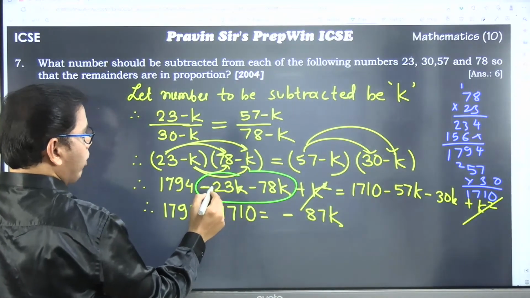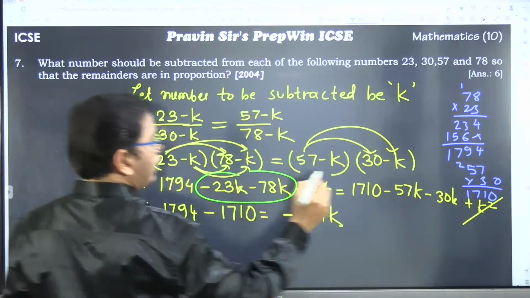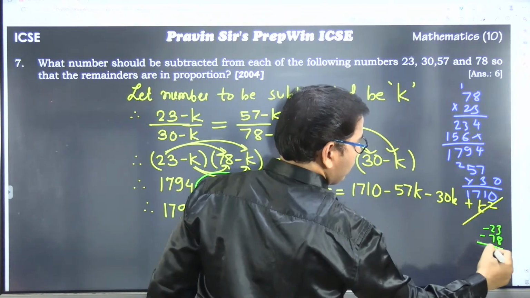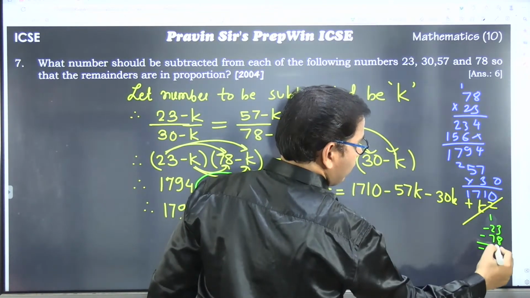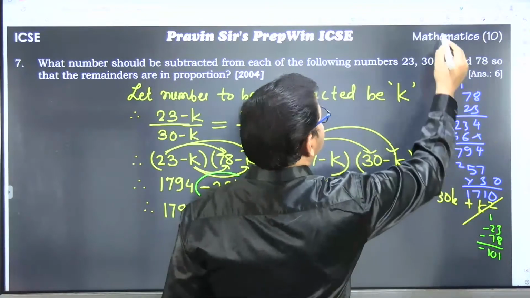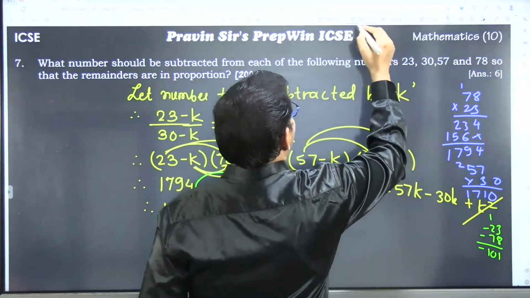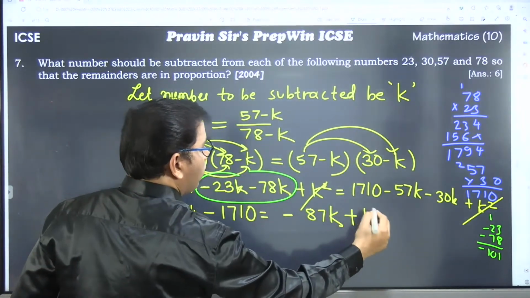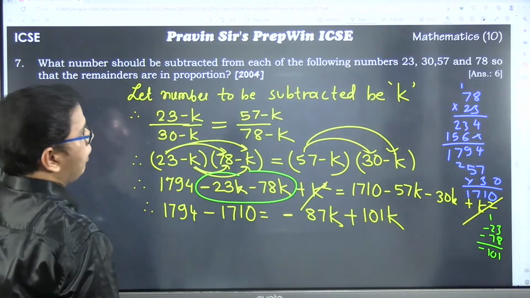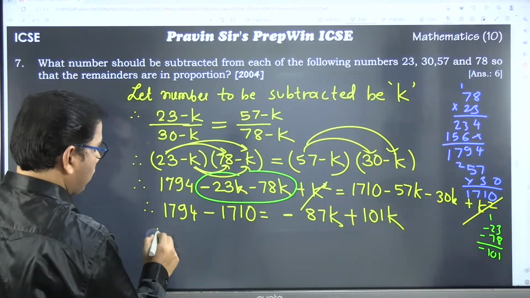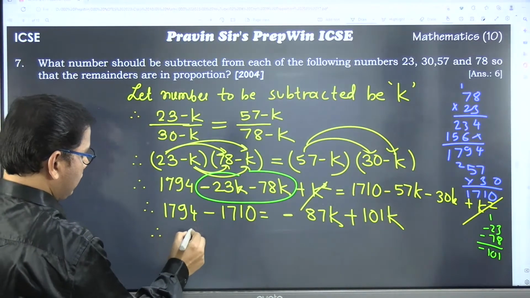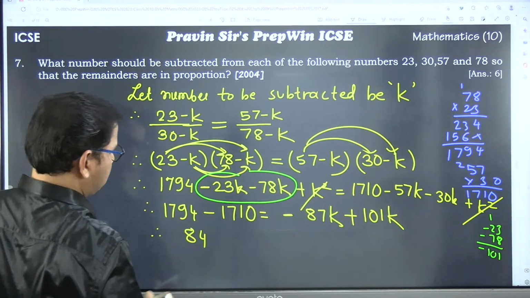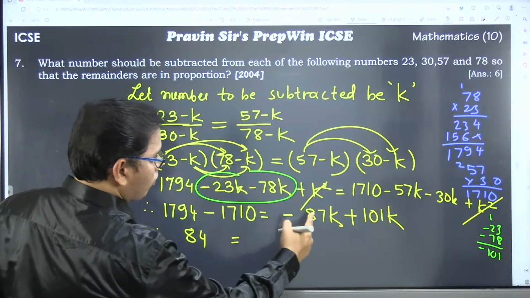ओके, minus 23 और minus 78. Minus 23 minus 78 is 8 and 3 is 11, 901 minus 101. Okay, minus 101. तो minus 101 उधर जाकर बन गया plus 101k, plus 101k. Now subtract, what is this? 1794 minus 1710, is it 84? Is it 84? And 101 minus 87, okay, is how much?